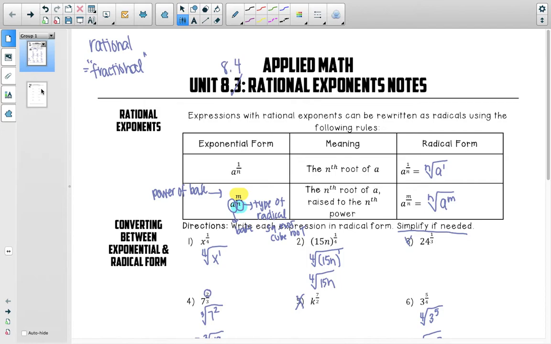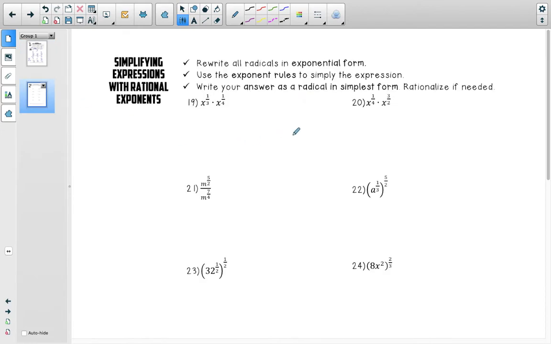All right, now onto the back side. So we're going to make it a little bit more complicated. It says rewrite all radicals in exponential form, and then use the exponent rules to simplify, and then write your answer as a radical in simplest form and rationalize. So there's a lot going on here. First step is here, second step is here, and third step is here.